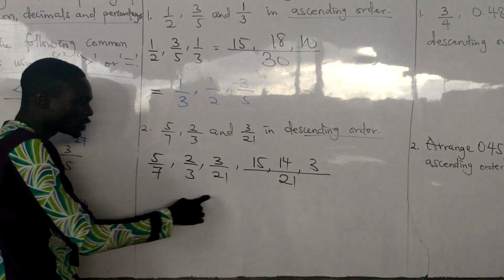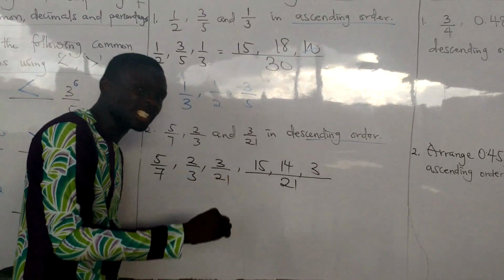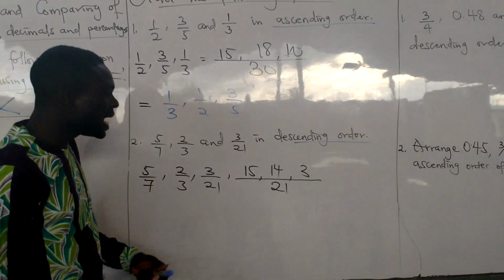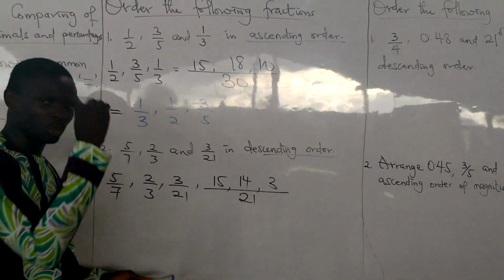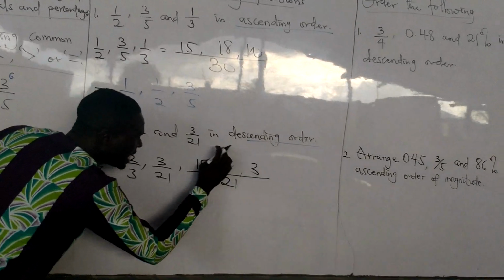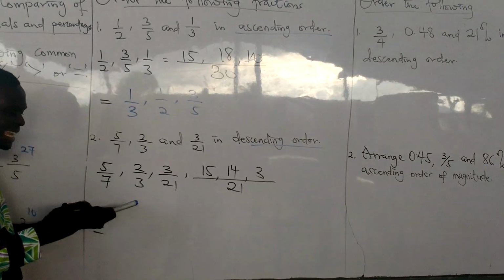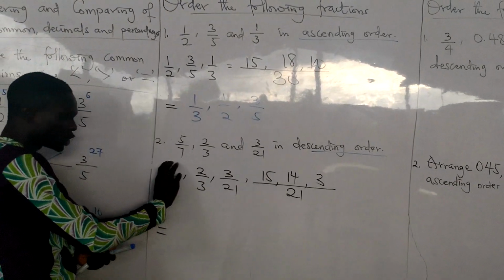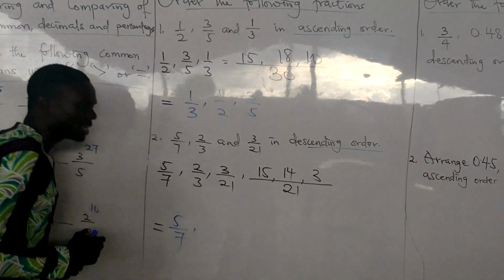Now these 3 fractions have a common denominator, which means we can compare using the numerators here. Now it says in descending order, the highest should come first. So in descending order, looking at the values here, 15, 14, and 3, which one is the highest? It's 15. And this 15 corresponds to this. So this will give me 5 over 7 as the first value.